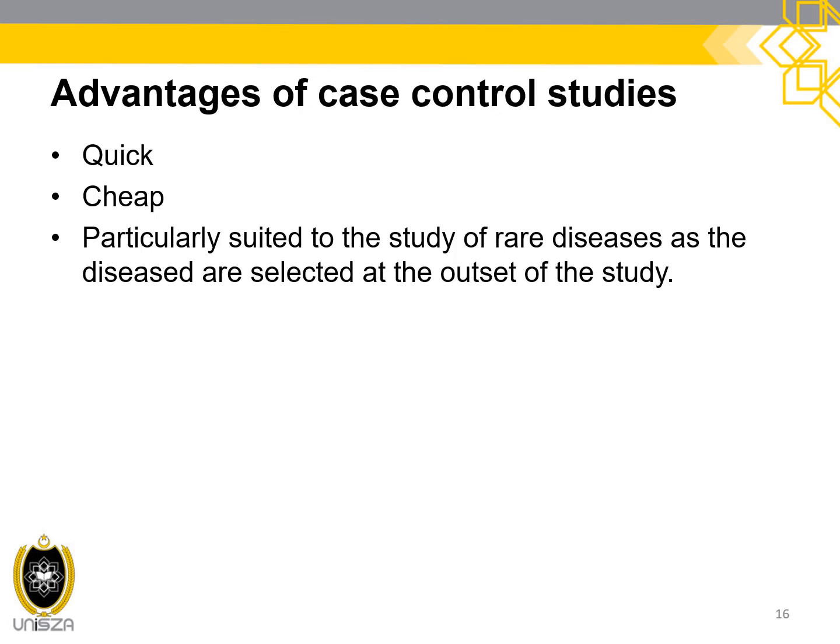There are three main advantages of case control studies. The first one is that it is quick to conduct. Second, it is cheap. And third, it is particularly suited to the study of rare diseases, as the diseased subjects are selected at the outset of the study.